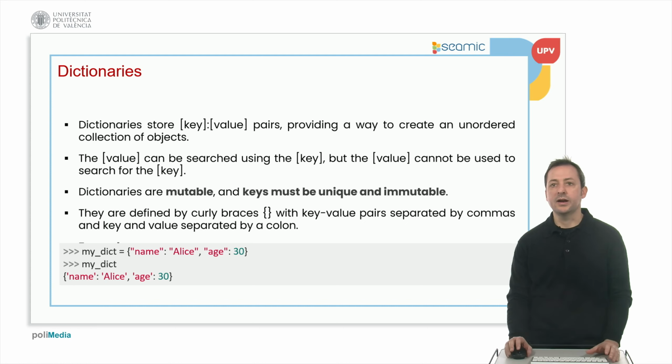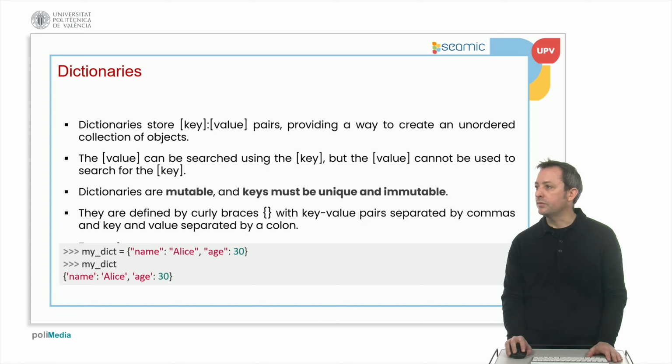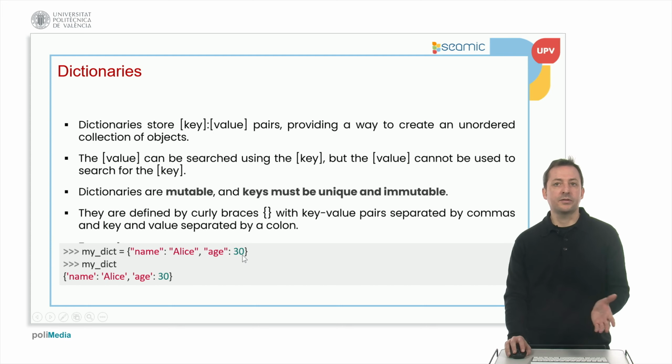And in order to define a dictionary, we need to use curly braces. The elements inside these curly braces are added by putting the key and the value separated by a colon, and using commas to separate each element, in a similar way to lists and tuples. So here you have an example of a dictionary with two elements. The first element has the key name and the value is Alice, and the second element has the key age and the value is 30. So take into account that elements are represented by a unique key and not by a position.